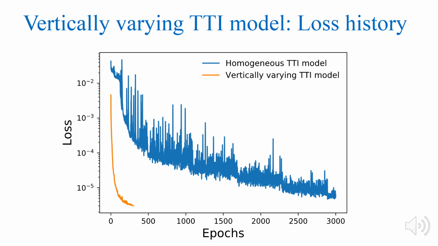And this is what we get. Here's the loss function. The one in blue is for the homogeneous TTI model that you saw before, and the one in orange is the vertically varying TTI model. As you can see, by randomly initializing the homogeneous TTI model, it took plenty of epochs to converge. It was pretty slow compared to the vertically varying TTI model, which started with the already trained neural network.